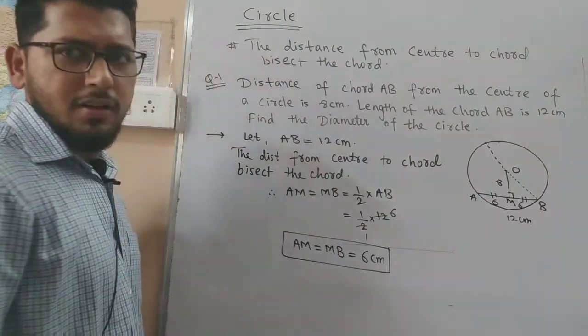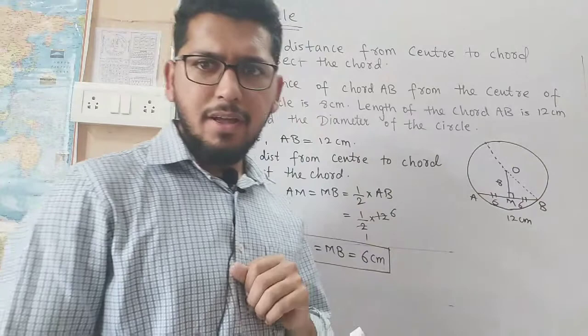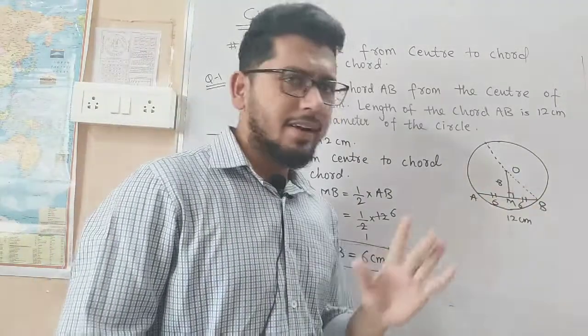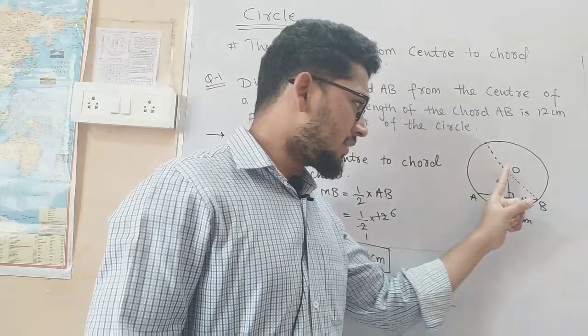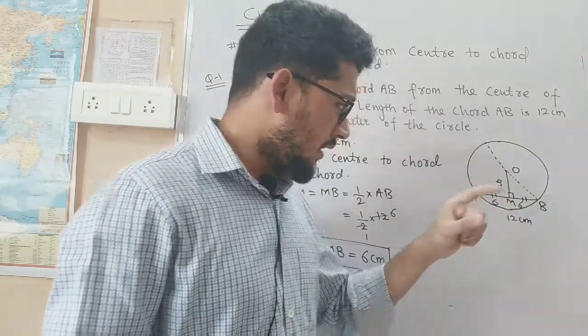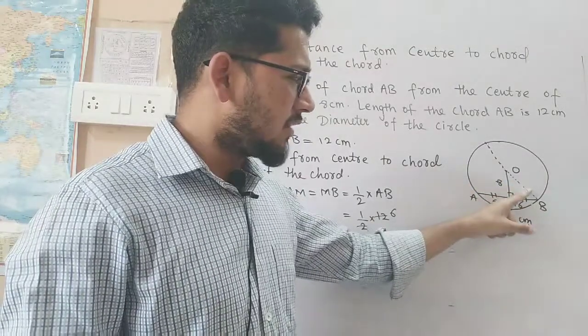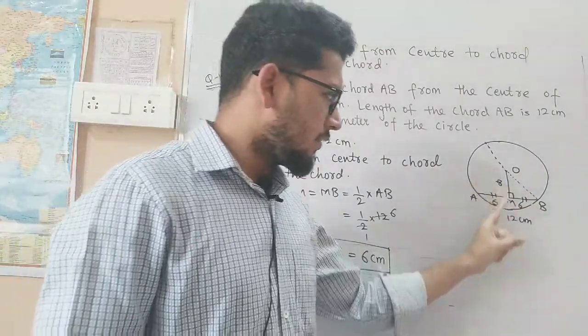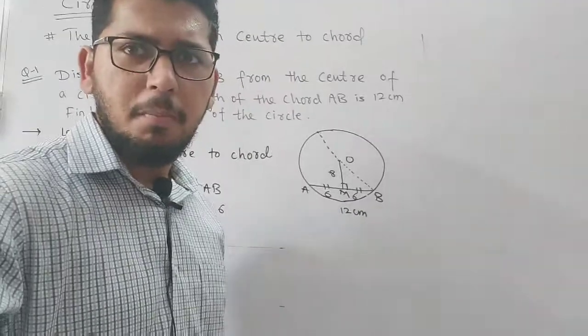Now you can see there is a triangle forming here, triangle OMB, and this triangle is a right angle triangle. Here angle OMB is 90 degree. So the hypotenuse will be OB. So here we can use the Pythagoras theorem. What can we use here? We can use the Pythagoras theorem.